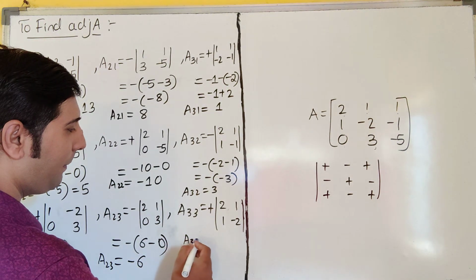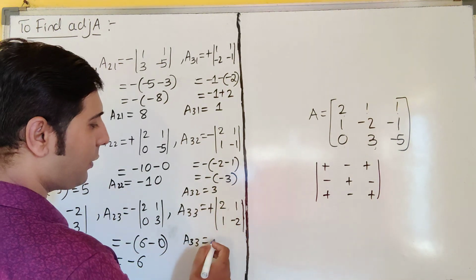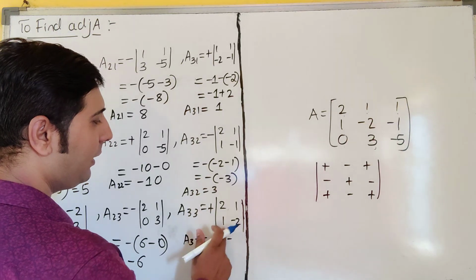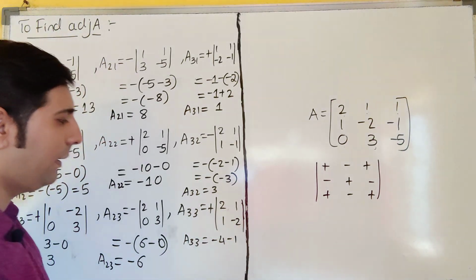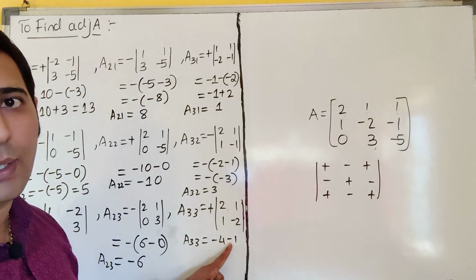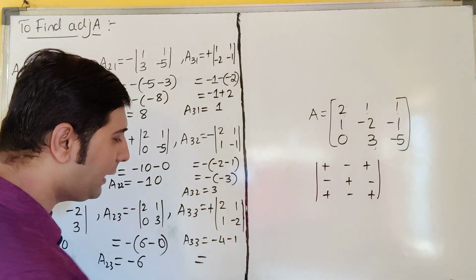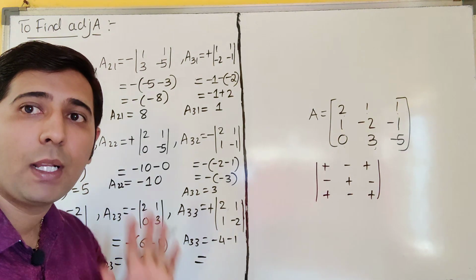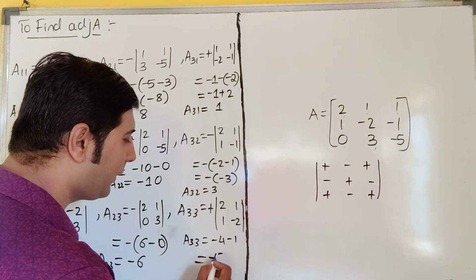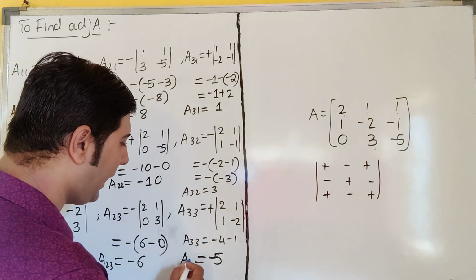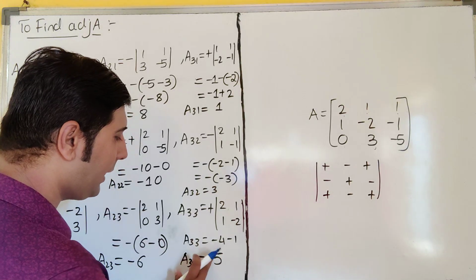A33 now see. 2 into minus 2 is minus 4. Minus 1 into 1 is 1. Before multiplying this minus sign you have to write. I told. Minus is written. 1 into 1 is 1. Minus 4 or minus 1 is minus 5, dear students. How much? Minus 5. A33 is minus 5.